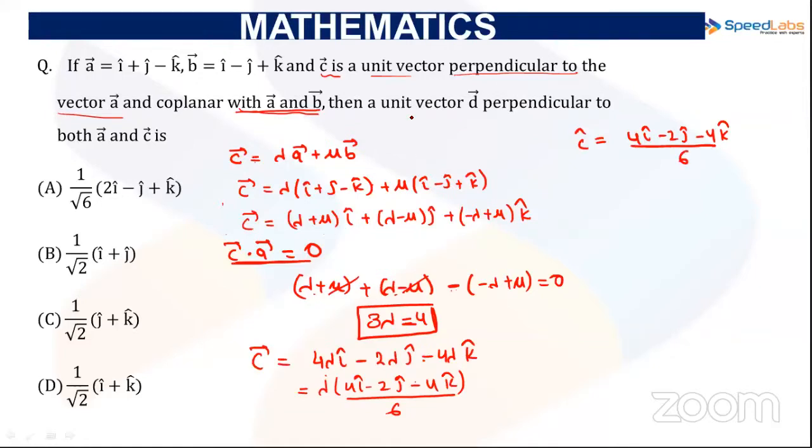Now the condition is given to us that a unit vector D which is perpendicular to both A and C. So we have to find a unit vector D which is also perpendicular to both A and C. Alright, so it's a very easy question, just steps. All the conditions are being used here, coplanar, dot product, all of it I used to cover the conditions. So unit vector D is perpendicular to A and perpendicular to C both.